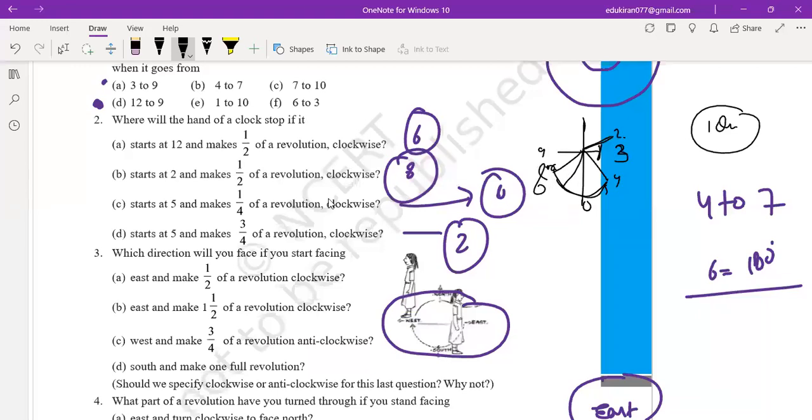Yes or no? Ma'am, but I wrote it like this. I thought it will come at 4. No. How will it come? Half revolution means what? It comes to the opposite. A half revolution means 2 quarters, right? Yes, ma'am. So that's why. Fine? Yes, ma'am. Okay.